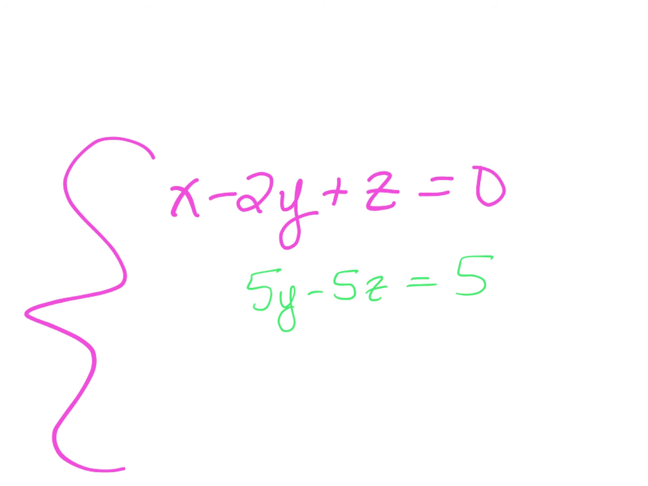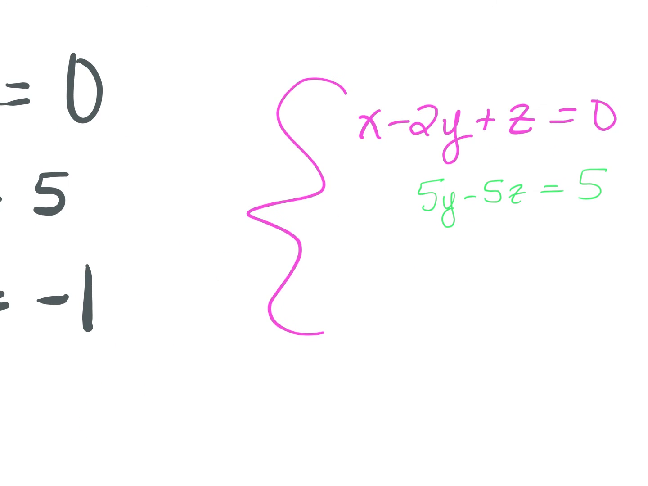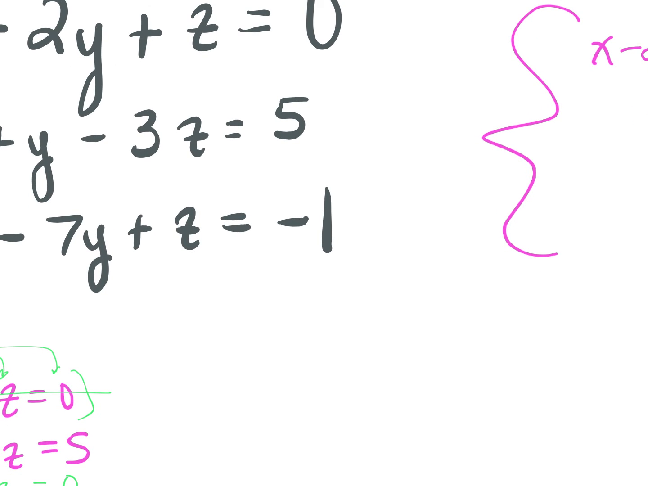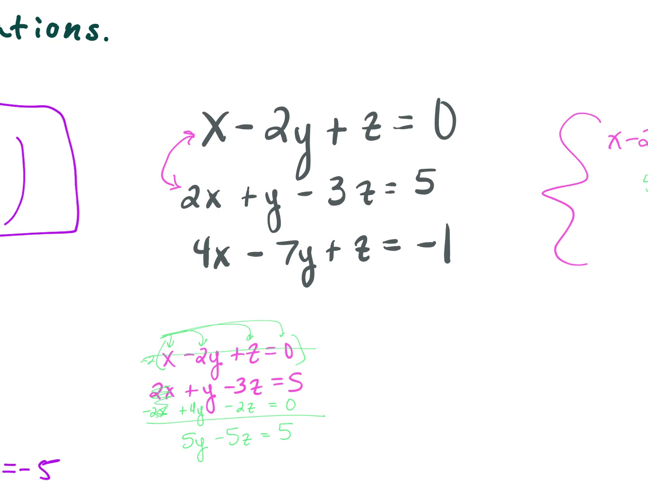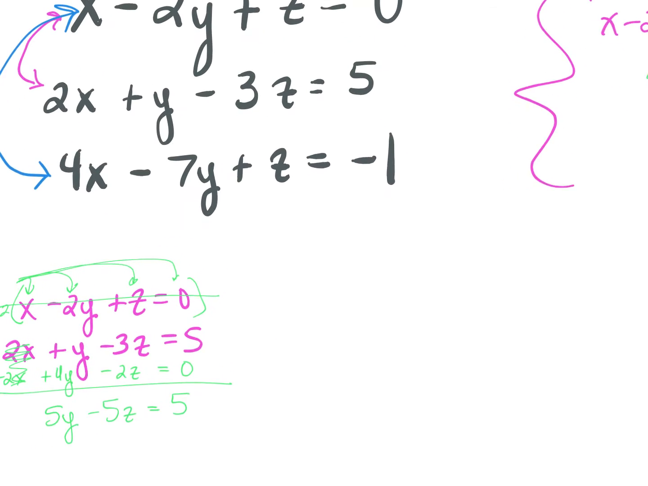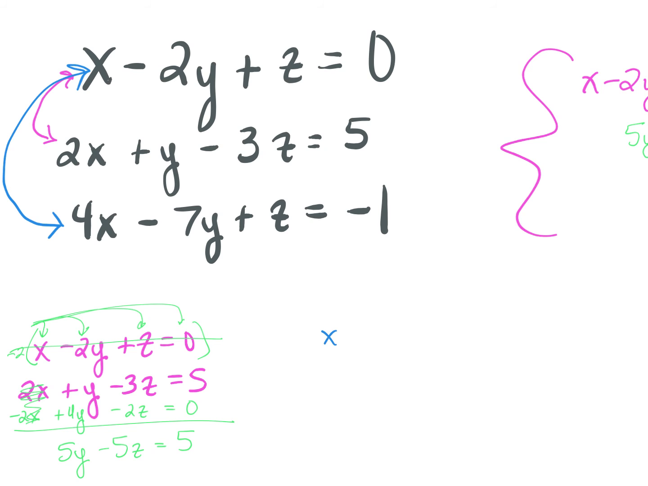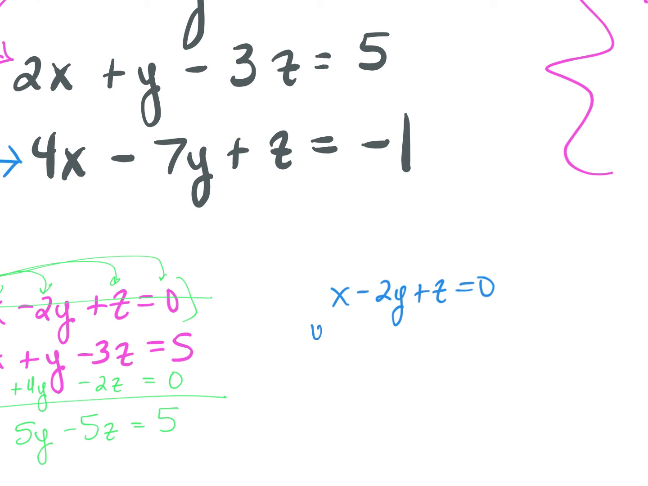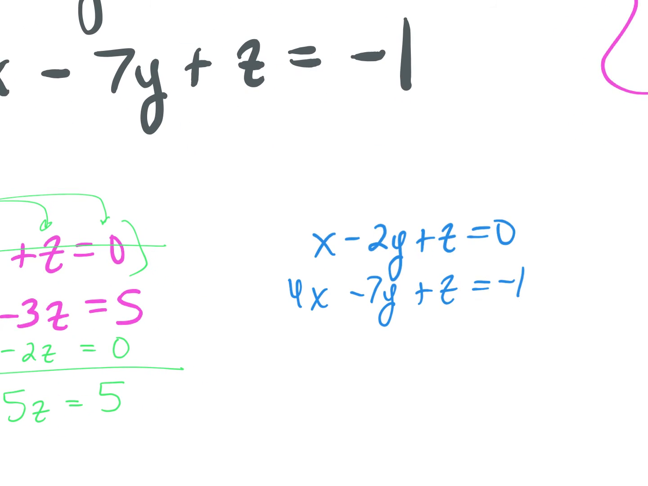So now I need my last equation to just say z equals. So I'm going to take 1 and 3 and eliminate what letter? X. And then I'm going to take my 2 leftovers and eliminate the y's. So I have x minus 2y. Make sure I write this down right. X minus 2y plus z equals 0. 4x minus 7y plus z equals negative 1.